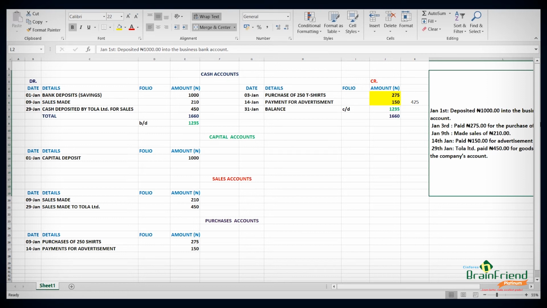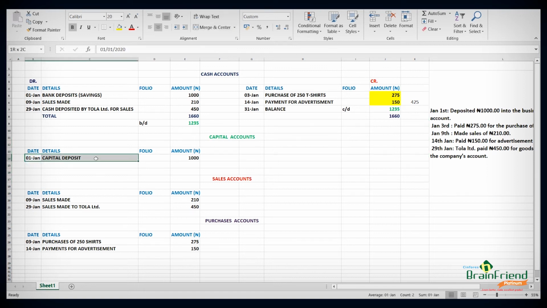Now remember that on the 1st of January, 1,000 naira was deposited into the company's account. So that is what we record in our capital account. It means that that is the capital for starting the business. So you have it: 1st of January, capital deposit 1,000 naira. That is the only transaction that can appear in our capital account.